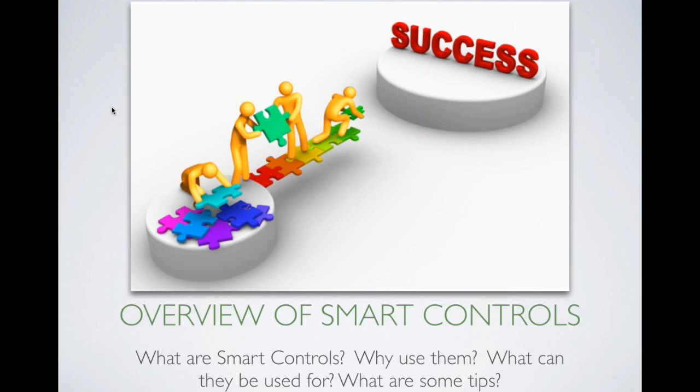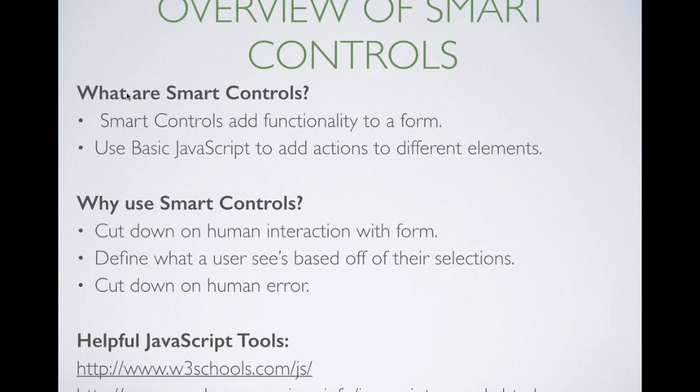Okay, so now we have our overview of smart controls. We're going to cover what are smart controls, why you should use them, what they can be used for, and what are some tips. So first, what are smart controls? Smart controls add functionality to the form, and you use basic JavaScript to do this. Why would you use smart controls? Very simply, our whole goal here is to cut down on human error, and using smart controls can do that for you. You can also cut down on human interaction with a form.